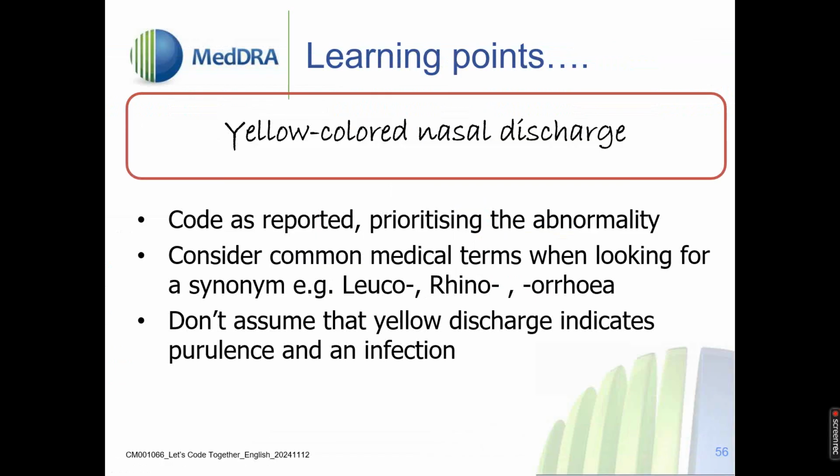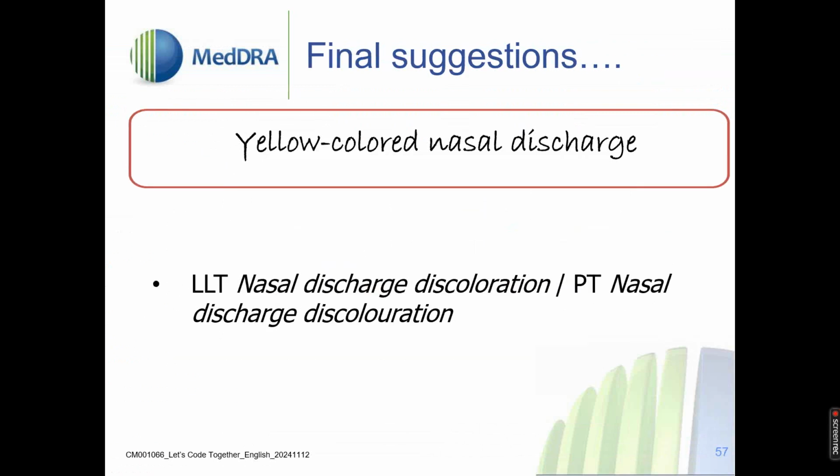Remember, when you do look at any terms in MedDRA, you'll think of the stem, the prefix, suffix, the Latin and Greek origin of the term, whether it's rhino, rhea, leuco means white. I couldn't find one for yellow in this relation to discharge. Don't assume that the yellow discharge indicates purulence or is an infection. And I may have tried to trip you up in the poll, but you weren't having it. You were, all of you, well focused there.